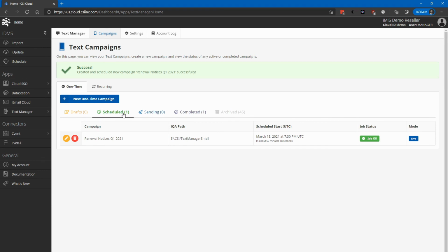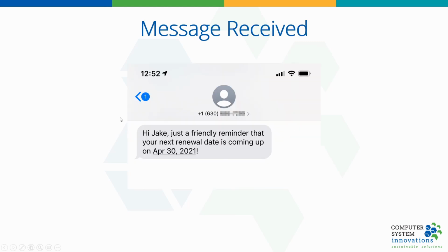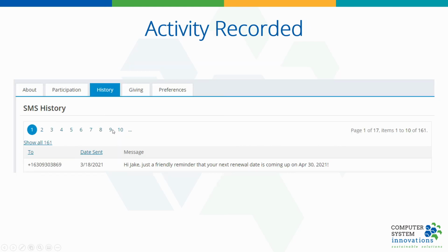And so now you can see it's in the scheduled category. When the time comes for it to initiate, you will see it move into the sending category and then into the completed category. Once that campaign had finished, you would see a text message similar to this. And in addition, you would see the activity show up similar to this in iMIS.